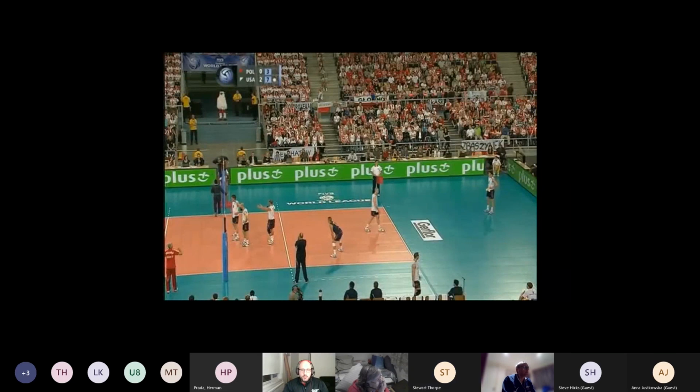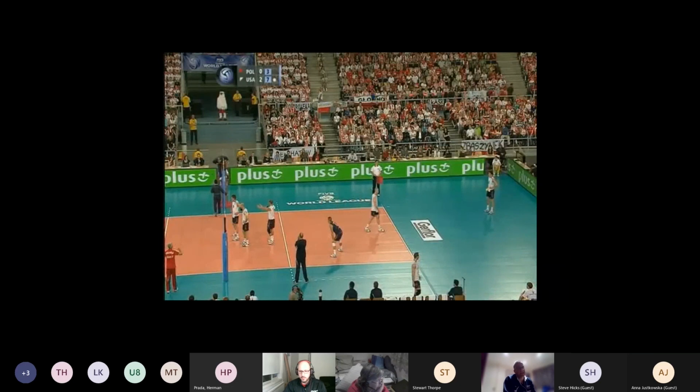I think it's illegal. It's a fault by the team in white, whatever they are. Yep, USA. Because the attack hit was completed the moment the block touched the ball. Correct. That's the interpretation of it.